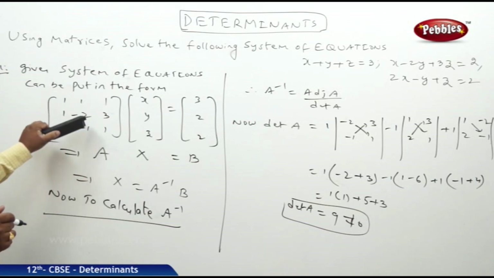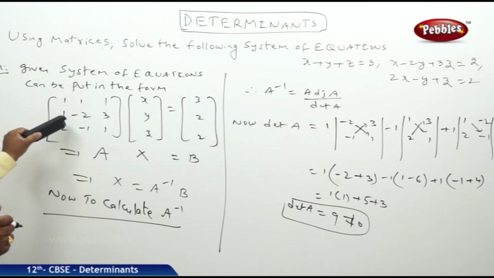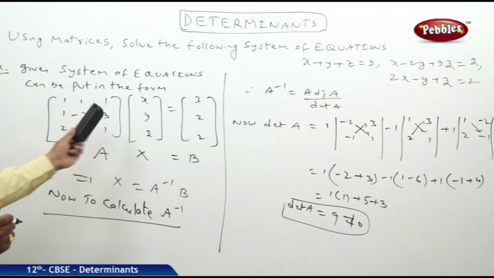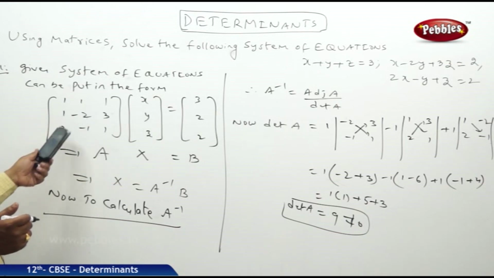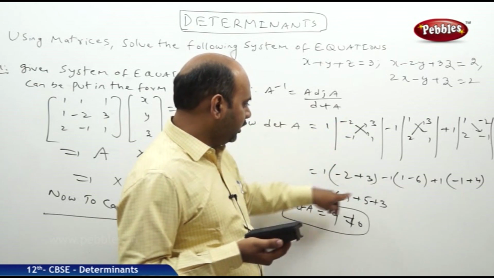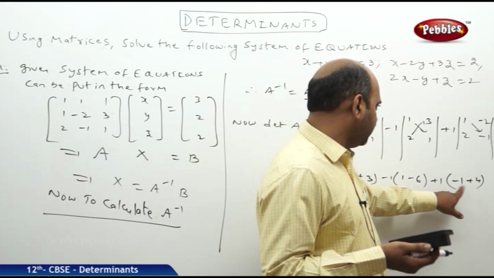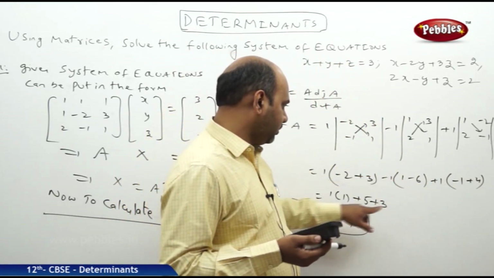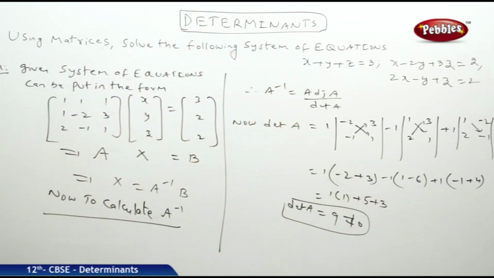1 into its minor, that means minus 2 3, minus 1 1, and minus 1 into its minor. So 1 3 2 1, and 1 into its minor. How can we find the minor? It means we need to delete the corresponding column and corresponding row. So what happens? 1 minus 2, 2 minus 1. If you observe carefully, 1 into minus 2 plus 3, so minus 1 into 1 minus 6 plus 1 into minus 1 plus 4. So what happens? 1 into 1, here comes plus 5, here comes plus 3. So det A is equal to 9, which is not equal to 0.